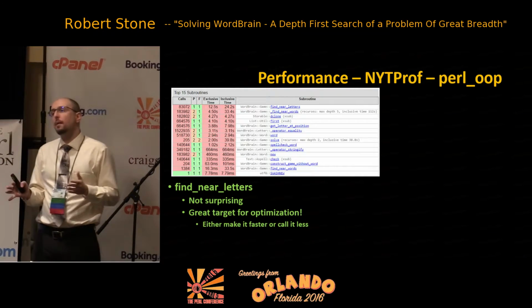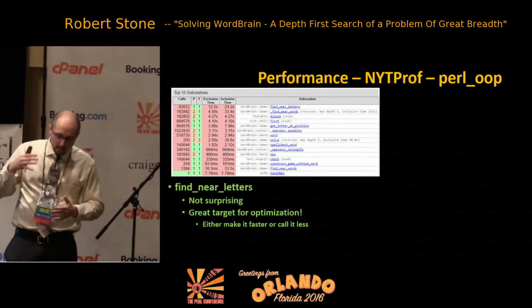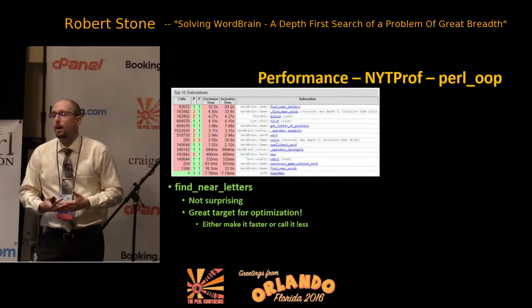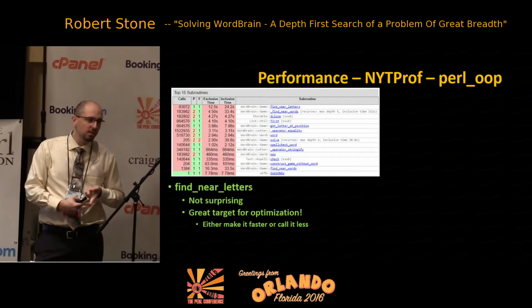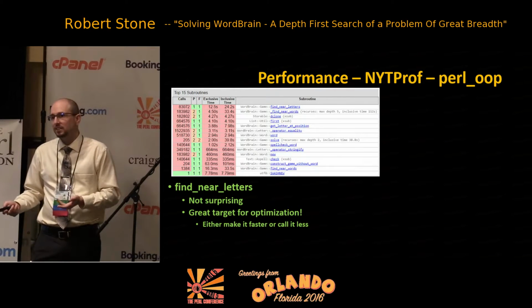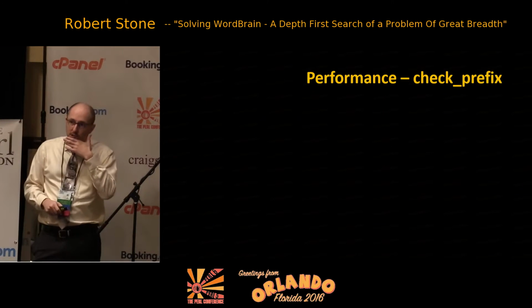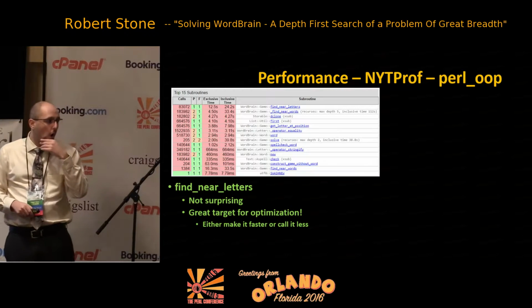And when it comes to optimization, especially for a library or an application like this, you really have two options. Either you could make it faster, or you could call it less. One of the other works. So the question kind of becomes what to do. How can I call find near letters less?